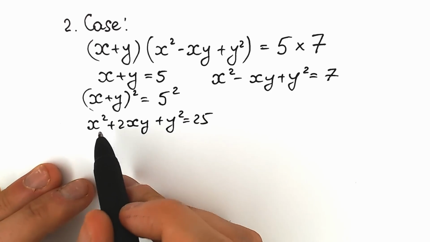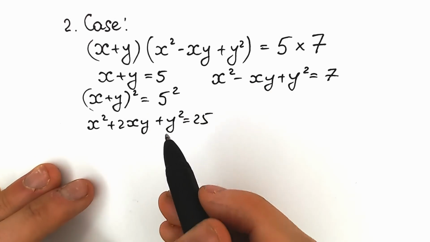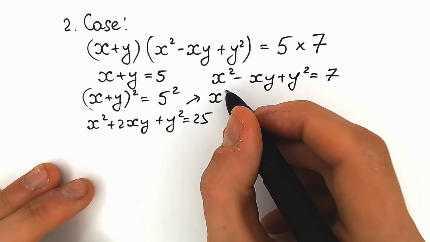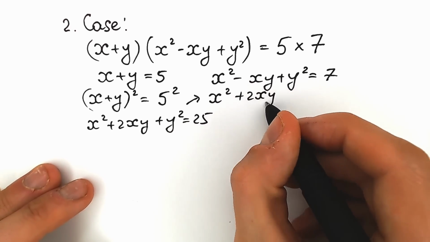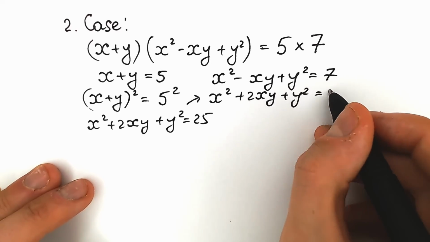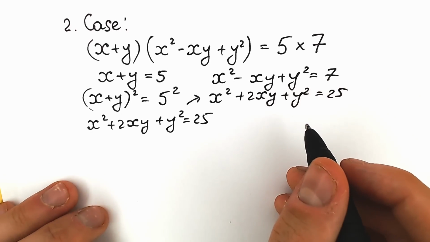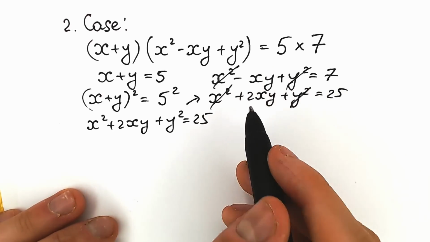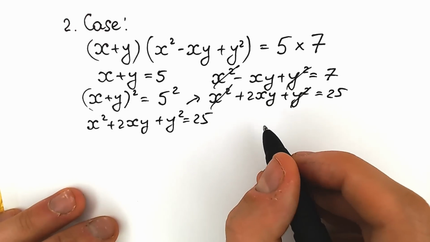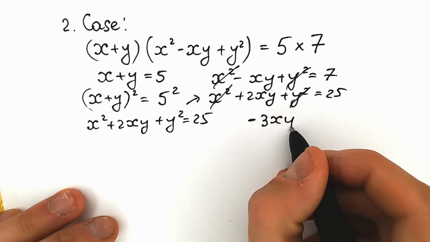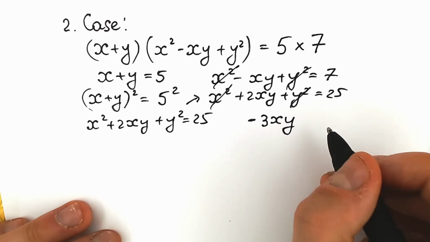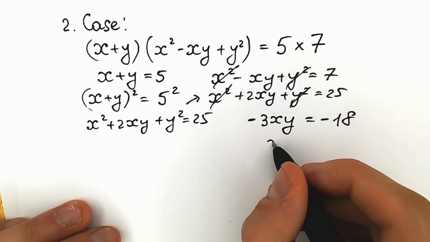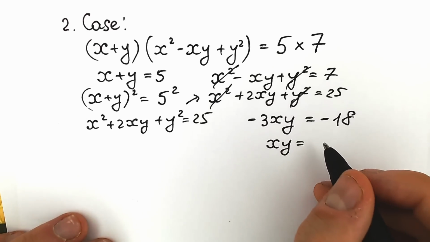And right now, let's subtract from this one this second equation. So as a result, we write under this one this equation: x squared plus 2xy plus y squared equal to 25. Okay, and when we subtract it, we have one really interesting moment. We have x squared, we cancel, right here we cancel y squared, and as a result, minus xy minus 2xy, we have minus 3xy, and right here on the right side, we have minus 18, and as a result, when we divide both sides by minus 3, we have that xy is equal to 6.